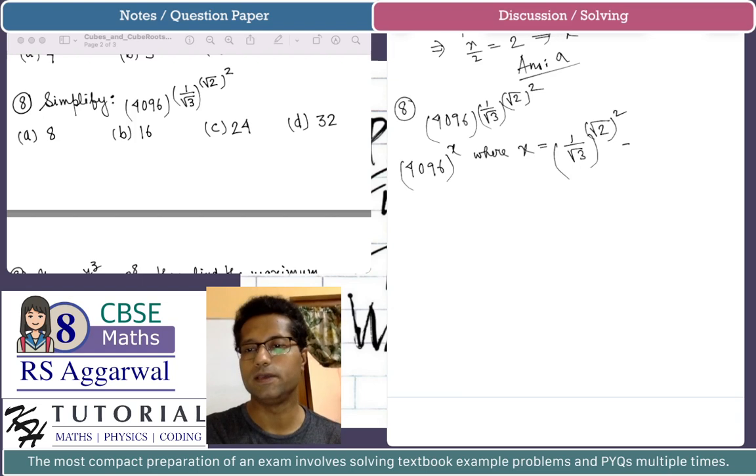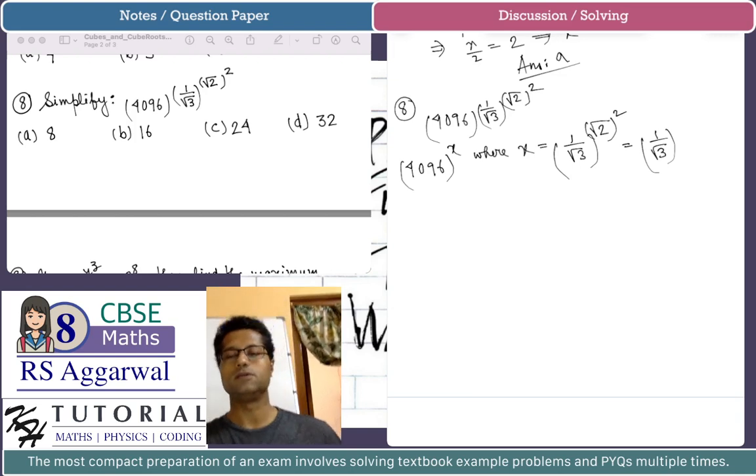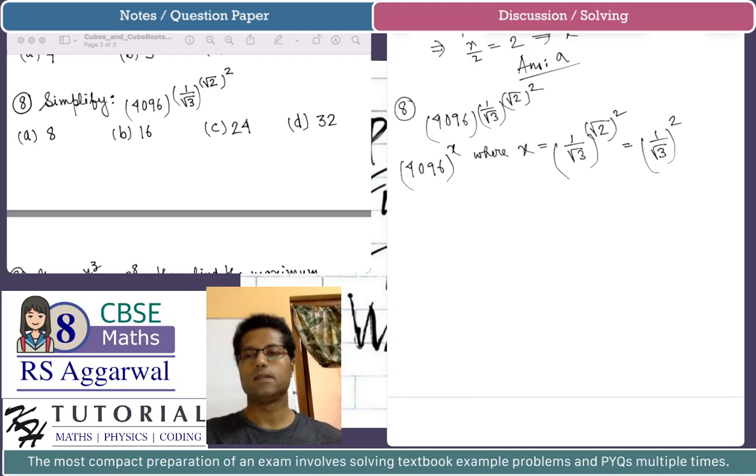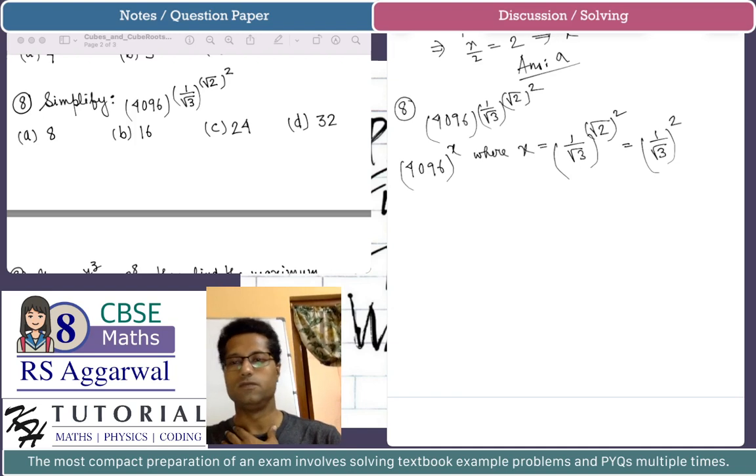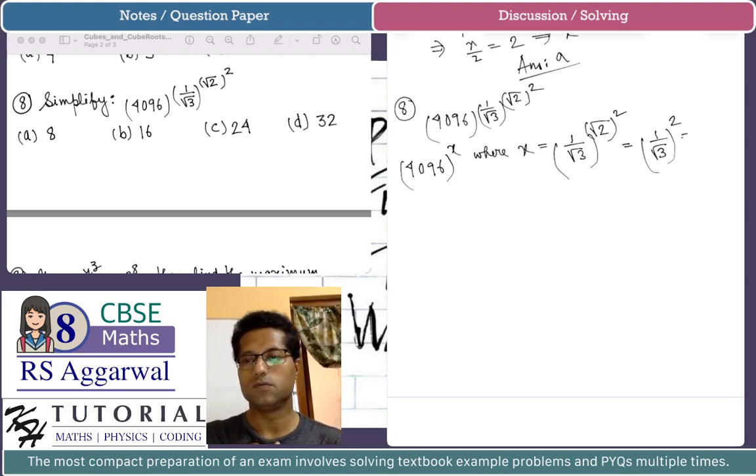If we simplify x, x becomes 1 by root 2, 1 by root 3 whole raised to the power, which is nothing but root 2 square, and root 2 square is 2. Square of any square root is the same number. So we have this equal to 1 by root 3 whole square. This is equal to 1 by 3. So x is equal to 1 by 3.